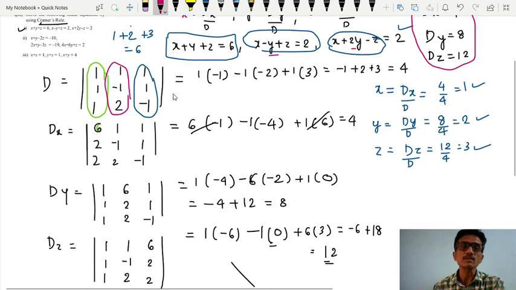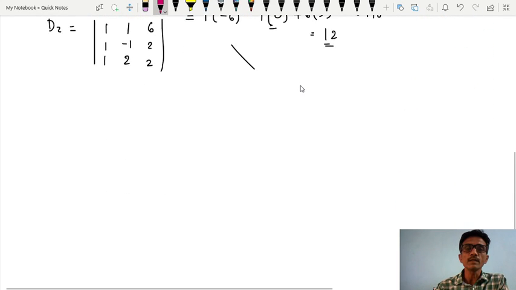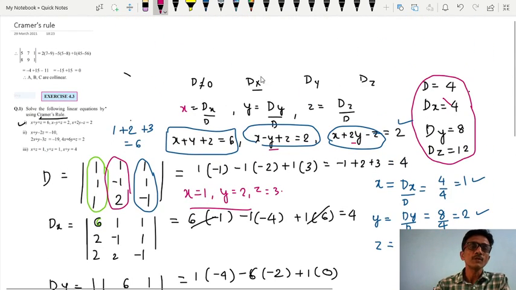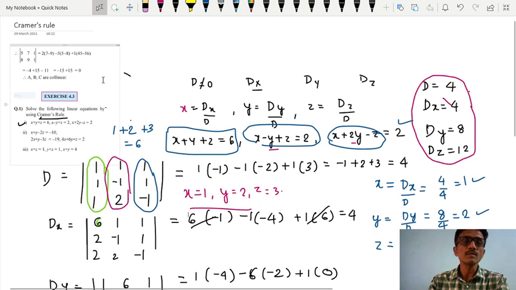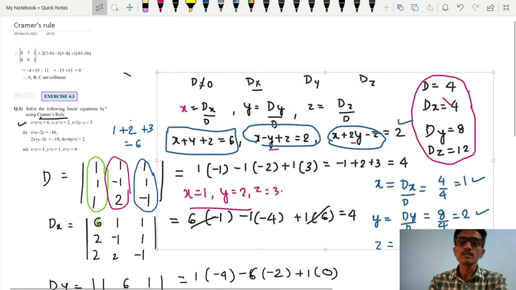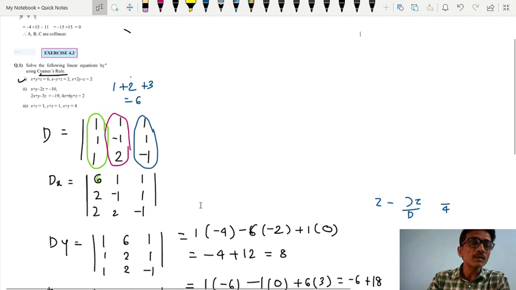So what is your answer? X is equal to 1, y is equal to 2 and z is equal to what? 3. So in this way we solve the equations by Cramer's rule. We have to find d, dx, dy and dz. By Cramer's rule, x is equal to what? Dx upon d, y is equal to what? Dy upon d, z is equal to what? Dz upon d. Yes. So let's solve the next question.